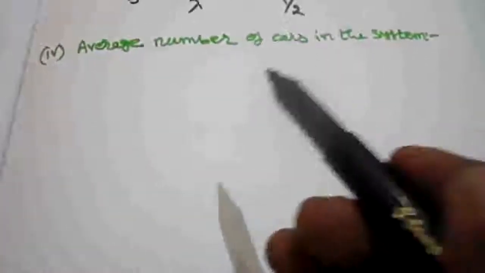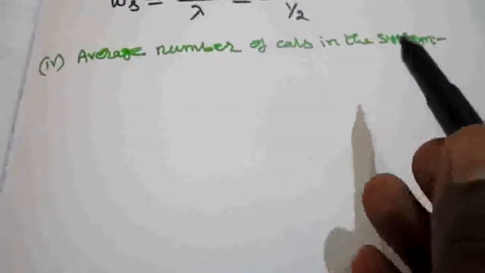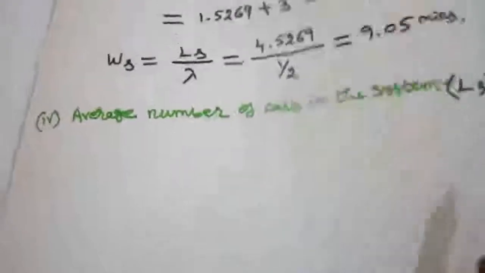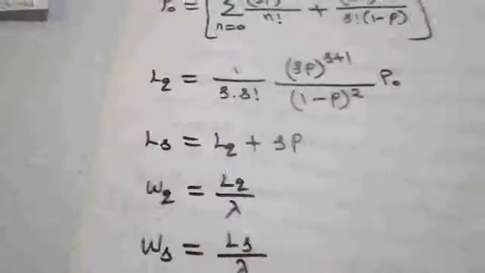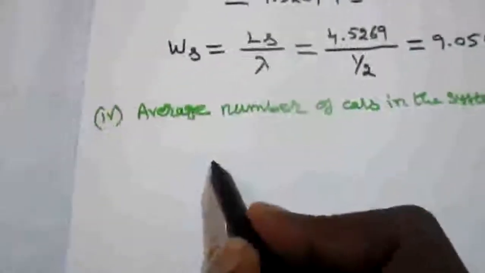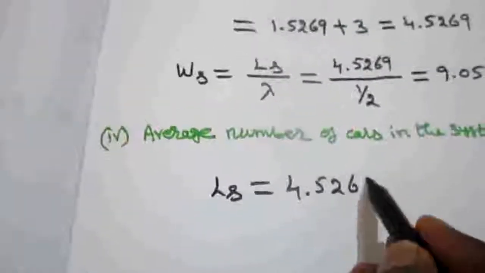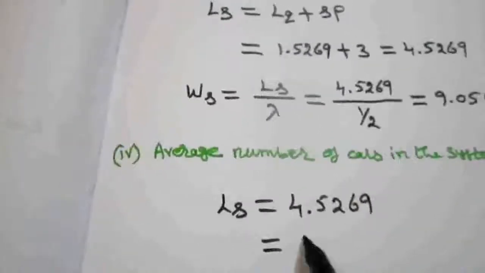So next question is average number of cars in the system. So in this problem, customers are represented by cars. Okay, so average number of customers in the system. So I want to find out LS. To find LS, we know the formula. The LS formula is LQ plus S rho. But LS already we found. The value is 4.5269. So the average number of cars in the system is approximately 4 cars.